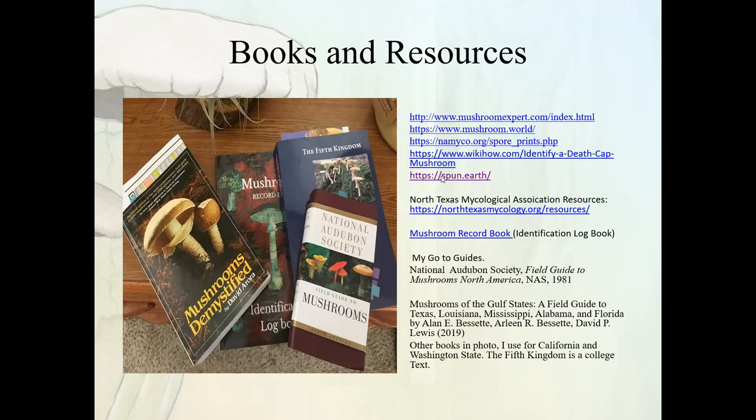So let's see if we go there. Hopefully we won't lose anybody. SPUN. Oh yeah, here it goes. Protect the Underground Network. Cool. So that's a really good organization mapping mycelium around the world. They're working on it, and I don't know how they do that. Maybe some sort of isotope or photography.